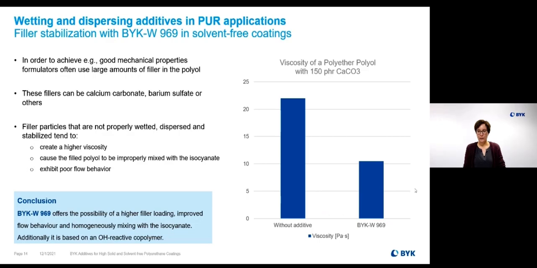The market is always asking for higher filler loading with the same processability or workability. Normal is around 40 to 60%, but in some cases, even higher than 70% is required. And so we definitely need a wetting and dispersing additive in order to handle this calcium carbonate.